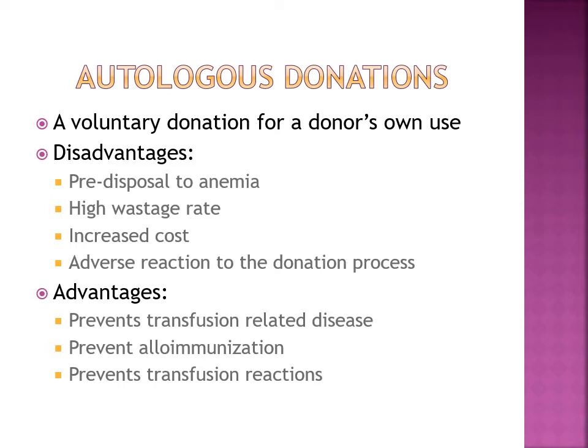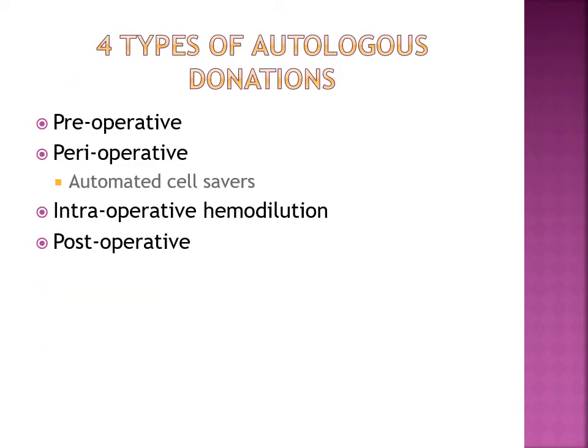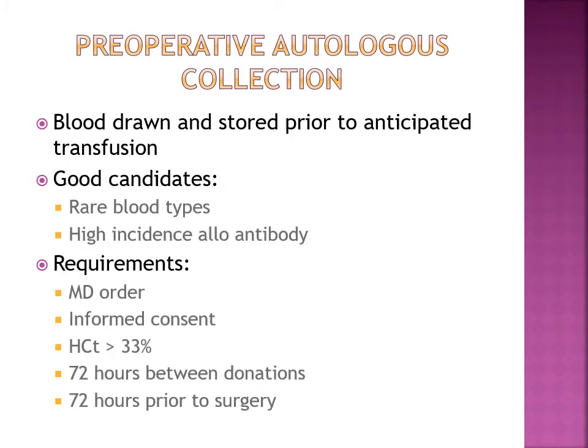Some of the advantages of an autologous donation, though, is it does prevent transfusion-related disease because you're donating your own blood. Obviously, it's going to prevent alloimmunization because you're receiving your own blood, and it will also prevent transfusion reactions. There are 4 types of autologous donations. We have the preoperative, perioperative, which is at the same time of operation, which uses automated cell savers, intraoperative hemodilution, and postoperative.